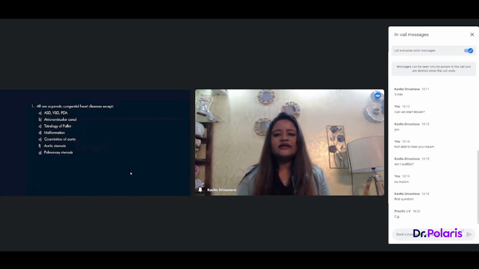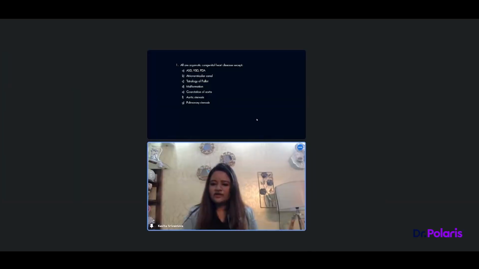It becomes cyanotic only when the heart has certain channels which can allow mixing of blood. So if TOF is there, that means it has pulmonary stenosis along with VSD. Then there is some amount of mixing from the right to the left chamber. That is why cyanosis is present. But if it is isolated pulmonary stenosis, then it is going to be acyanotic congenital heart disease. Is it clear to all of you?